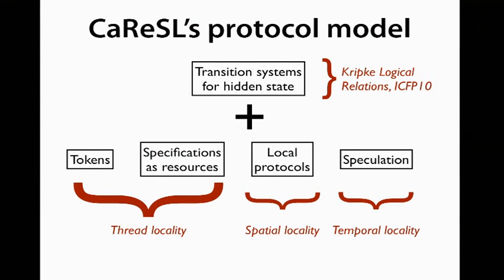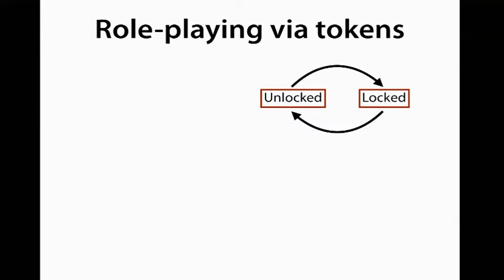Okay, and I'm not going to be able to cover all of these today, of course, but just to give you a flavor, basically the extensions align with certain kinds of locality or the modular reasoning that I was talking about before. So for today, I'm going to focus just on thread locality aspects. And I'll explain what these terms mean as we go along. So first of all, what does a protocol look like?